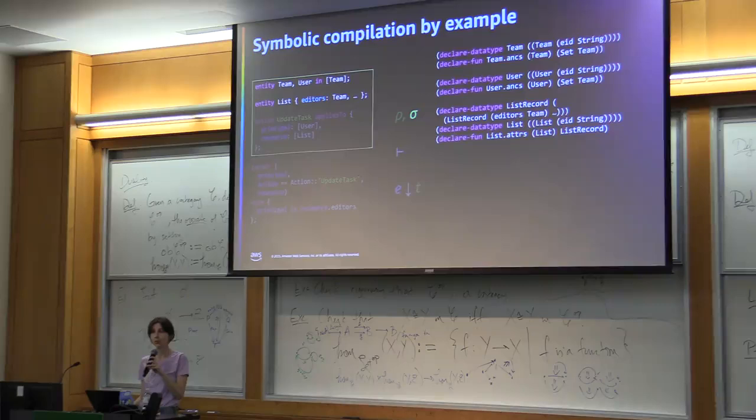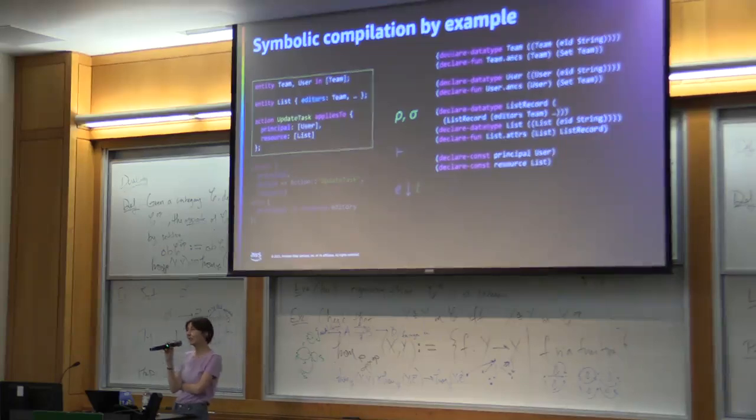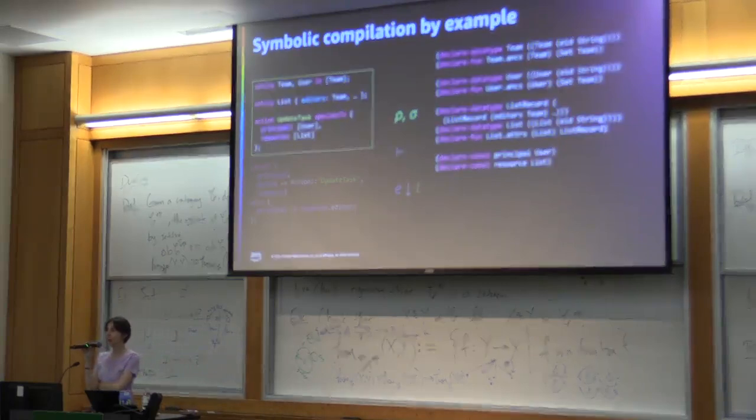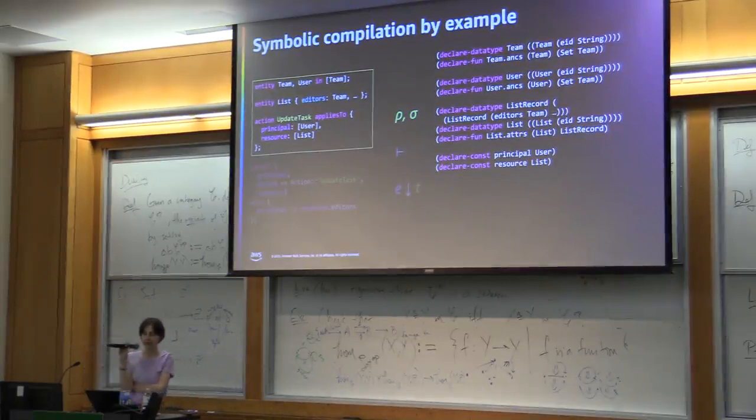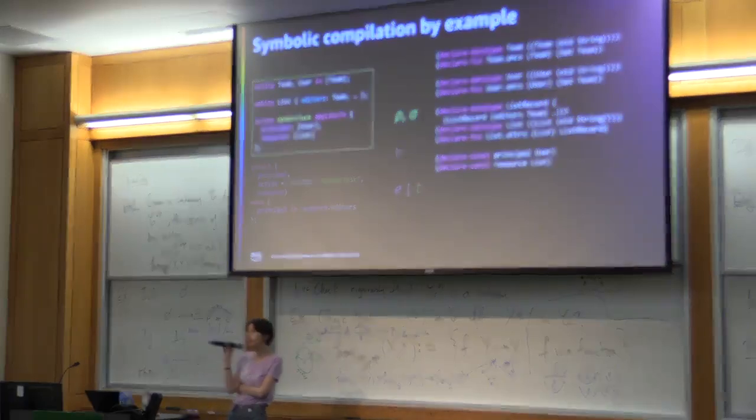So the next thing that we're going to do is we're going to generate the symbolic request, and we're going to do that by looking at this action declaration and looking at the type that is allowed, in this case the user, that's going to be the type of our principal variable, and the list is going to be the type of our resource variable. Now in SMT-LIB, declare-const declares a variable. Okay? They're called symbolic constants, but they're actually variables.